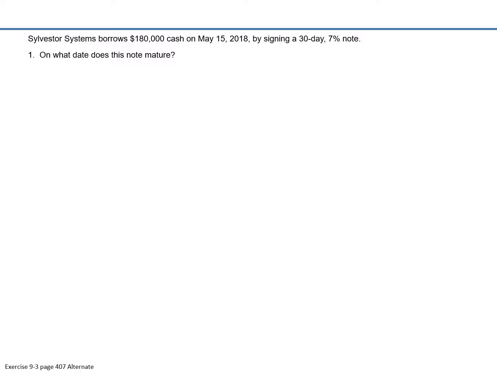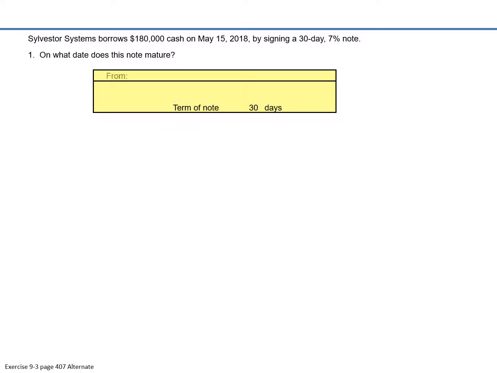All right, so on what date does this note mature? Well, 15th to the 31st of May, 16 days. Oh, I'm sorry, this is a 30-day note. So we've got May 15th to May 31st, 16 days. May 31st, you need 14 more days to get to a total of 30. So that means the note matures on June 14th.